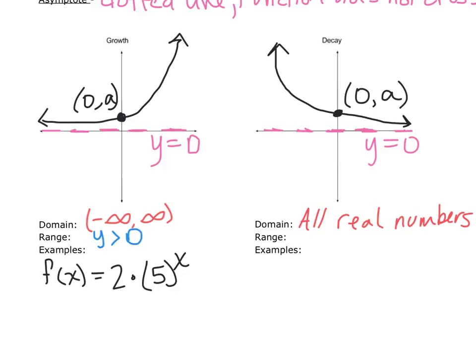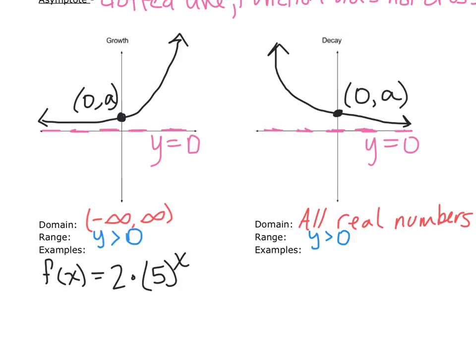All right. What about the range? Did my range change? No, it's the same again. So it's all of the positive y values again, right? It's still all of the positive ones, so it's still greater than 0. You got it. So even though growth and decay graphs look different, the domain and the range are both exactly the same.